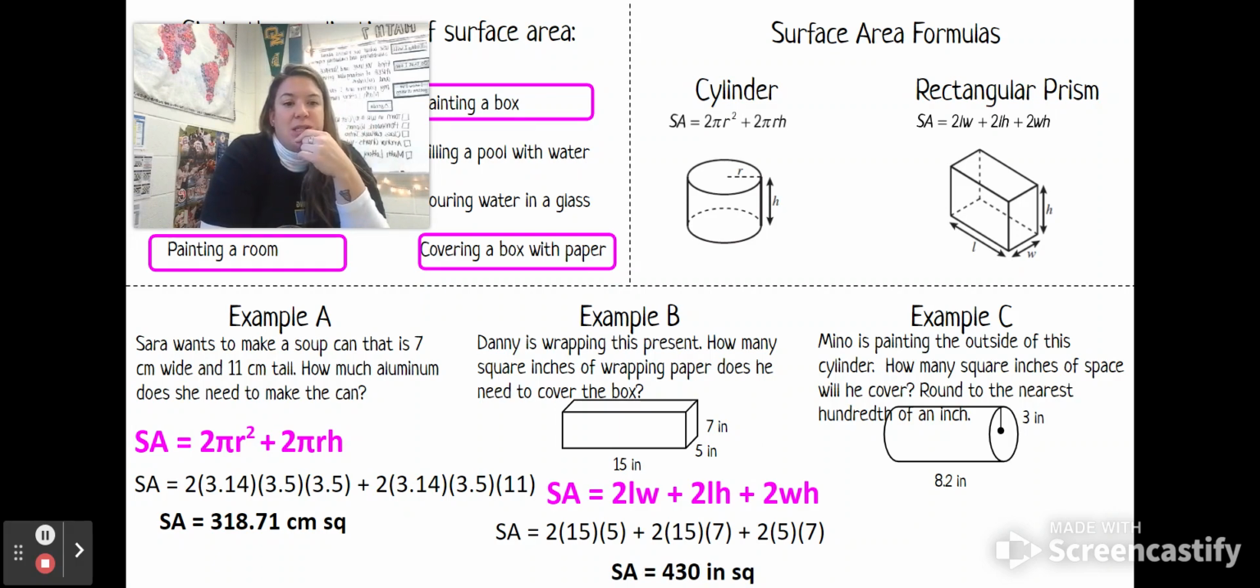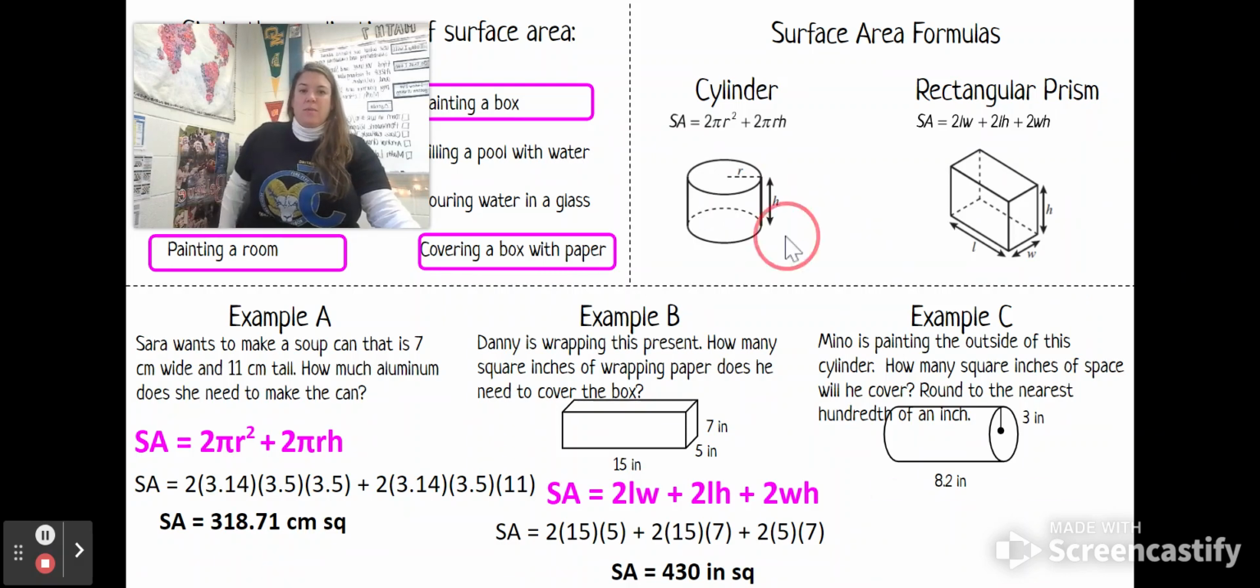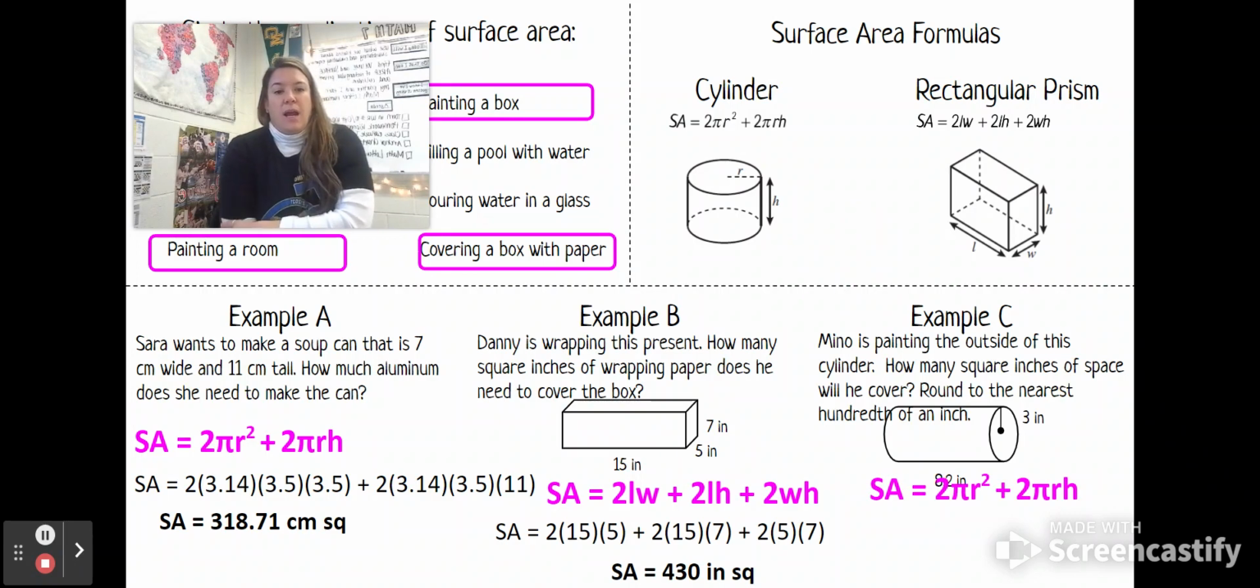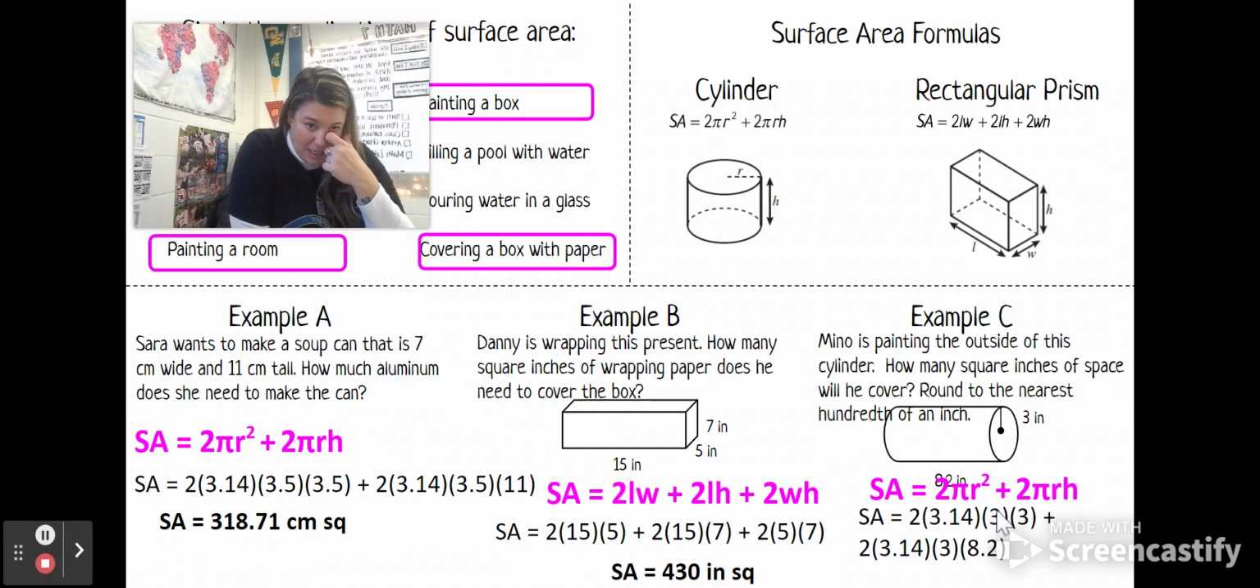Mino is painting the outside of this cylinder. How many square inches of space will he cover? Round to the nearest hundredth of an inch. This is surface area. It's a cylinder, so I need this formula up here, 2 pi r squared plus 2 pi r h. And then I'm going to plug in my numbers. So 2 times 3.14 times the radius, which is 3, squared, or 3 times 3, plus 2 times 3.14 times the radius, 3 times the height, 8.2. Big long formula or big long equation to put into your calculator.